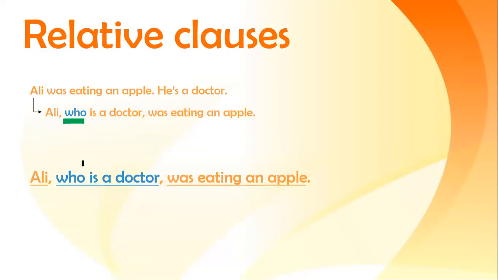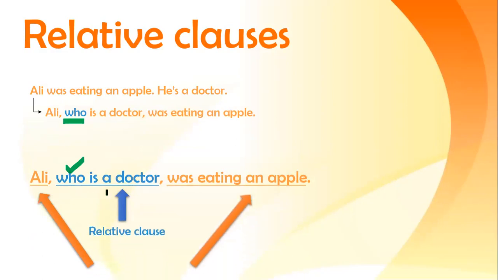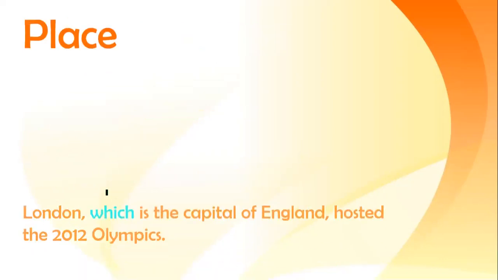So here in this longer sentence, when we analyze it, we can see that the part in blue, which is having this relative pronoun who, is actually a relative clause, and this is a dependent clause. On the other hand, the part in brown is an independent clause of the sentence. Let's have some more examples.